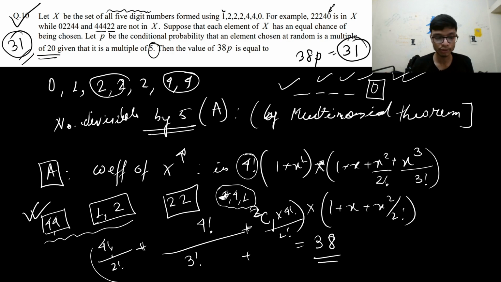Okay, so with this I come to the end of today's discussion. In the next part I will continue with the remaining problems of the numerical type, and then we'll move to the paragraph type and the multiple type of questions that were asked in Paper 2 of JEE Advanced 2023. 2023 paper, sorry.